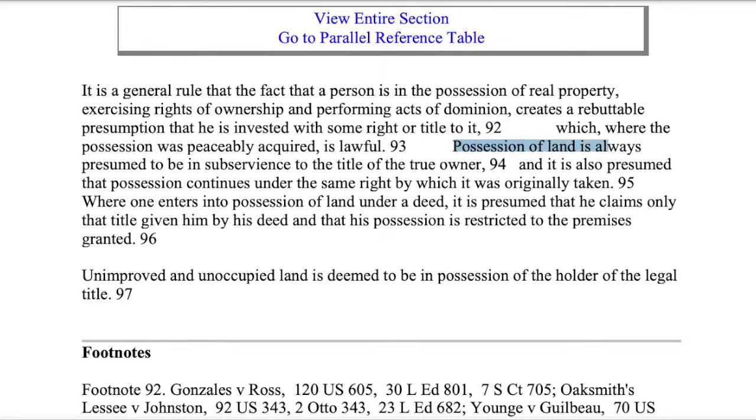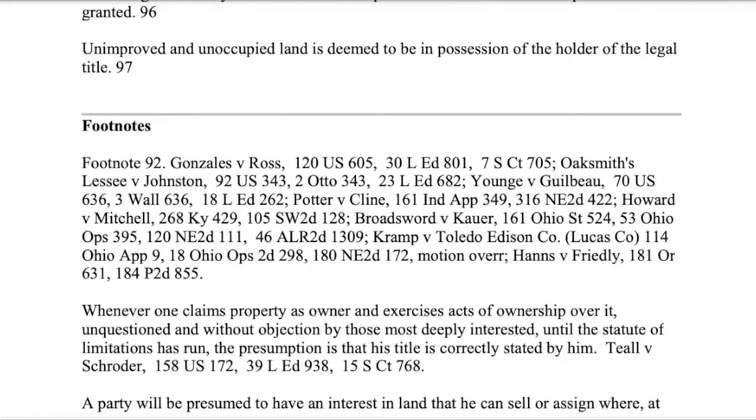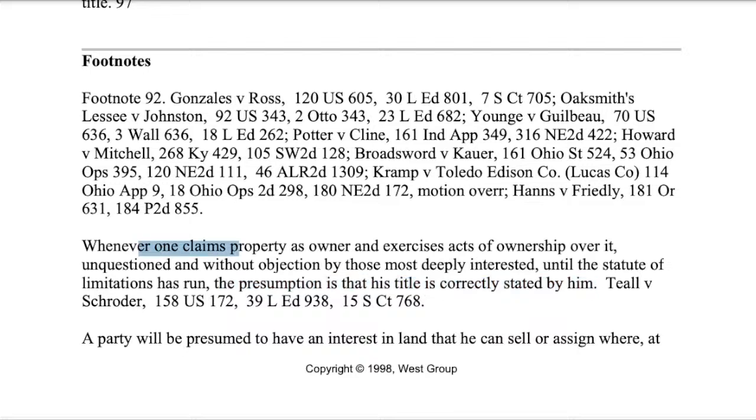So again, possession of land is always presumed to be in subservience to the title of the true owner, and it is also presumed that possession continues under the same right by which it was originally taken. So, again, when one enters into possession of land under a deed, it is presumed that he claims only that title given him by his deed, and his possession is restricted to the premises granted in that deed. Whenever one claims property as owner and exercises acts of ownership over it, unquestioned and without objections by those most deeply interested, until the statute of limitations has run, the presumption is that his title is correctly stated by him. So that could be considered a color of title until it ripens, until the statute of limitations has run out.